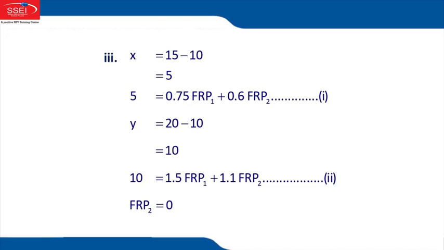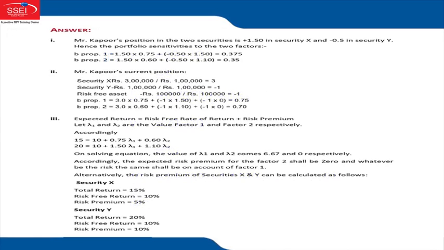I have a bad memory. I think FRP2 was 0. Let's check the answer, whether FRP2 was 0, third part. One second, let me go to the answer. On solving, we get lambda 1 to be 6.67, lambda 2 is 0. Yes, FRP2 is 0. And they have calculated the security X, security Y return. That's not required. The answer is FRP2 equal to 0. They've called it lambda 1, lambda 2. So FRP2 is equal to 0.